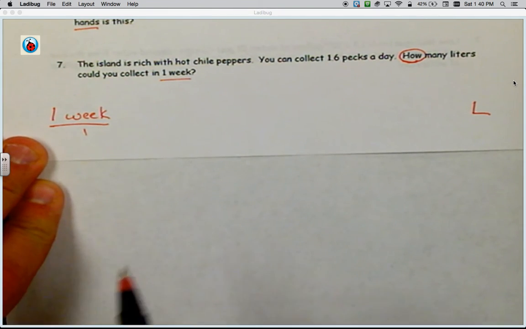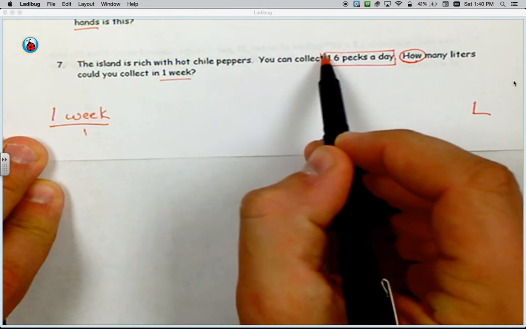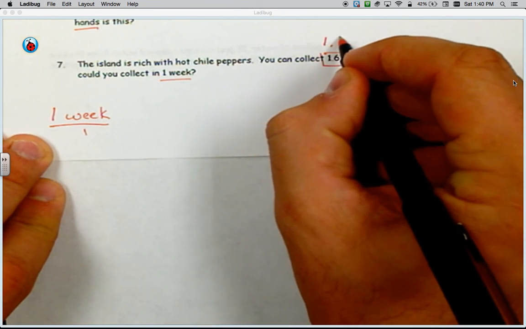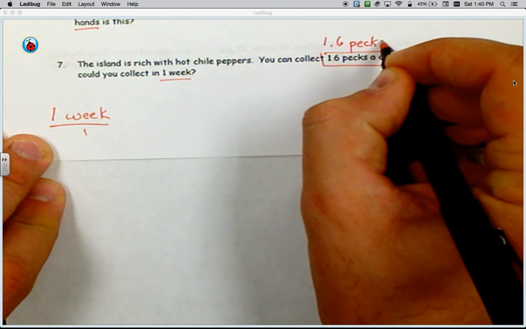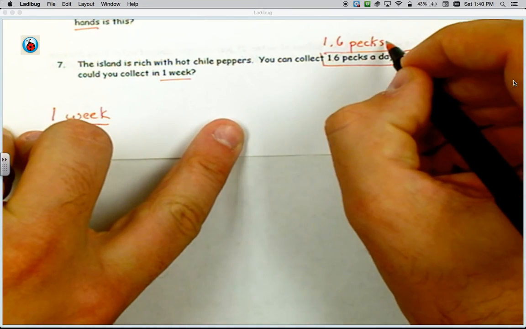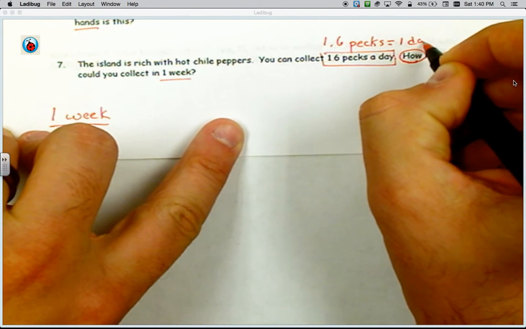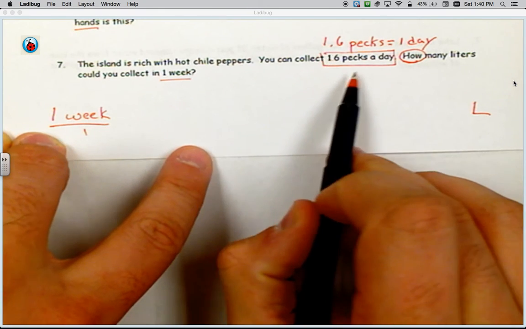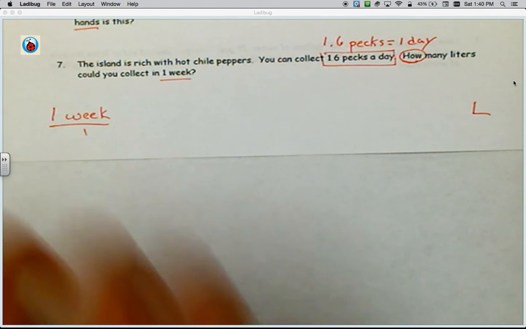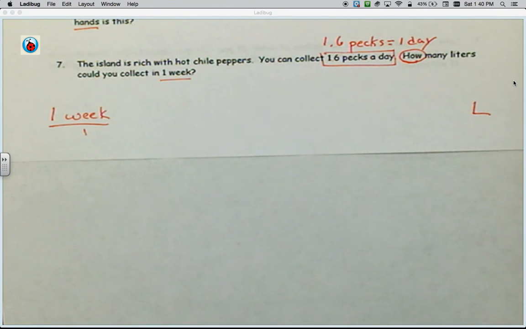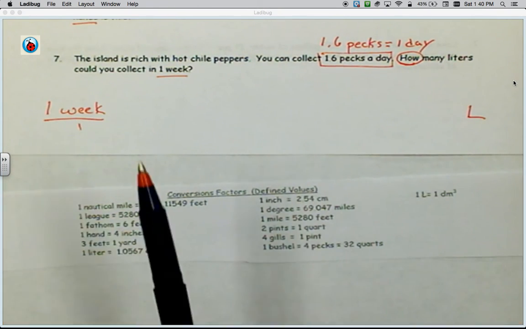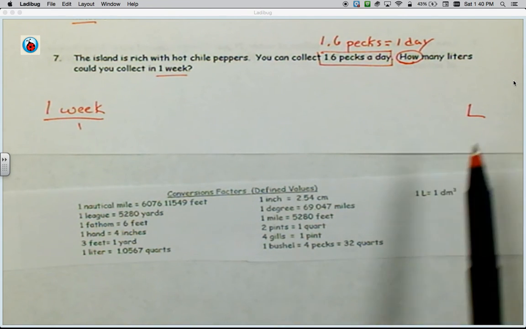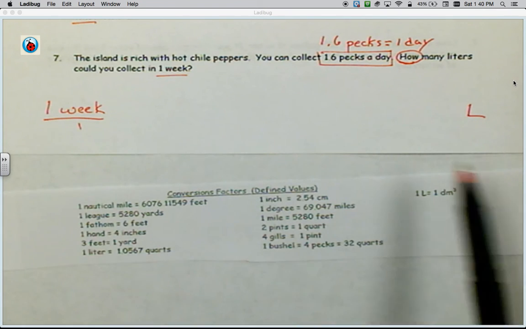What is this guy here? There was no question there. This is just information. They're telling us that we can collect 1.6 pecks of pepper every 1 day. They actually gave us an extra conversion factor in the question, so we're going to use that to change some units as we go. But we're starting in weeks, trying to get to liters. Wait a minute, weeks measures time. Liters measures volume. So at some point we're going to have to get from time to volume.